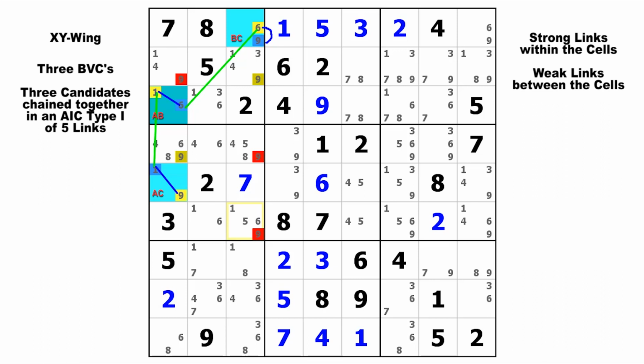Either the blue candidate 9 in row 1, column 3 is true, or the yellow 9 in row 5, column 1 is true. So any other candidate 9 that can see both endpoints of the chain must be false. And there can be up to 5 possible eliminations, but here there are only 3. Got it? Okay, let's go to the next one.